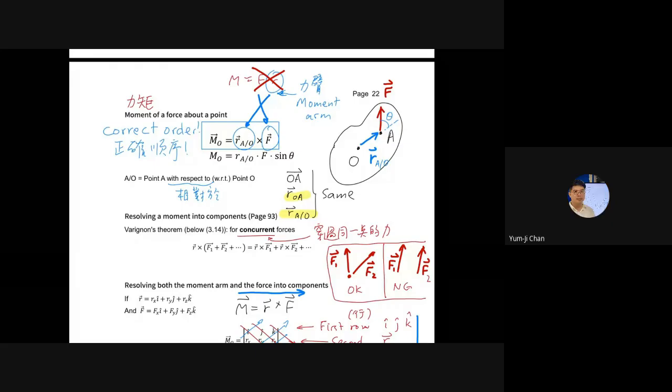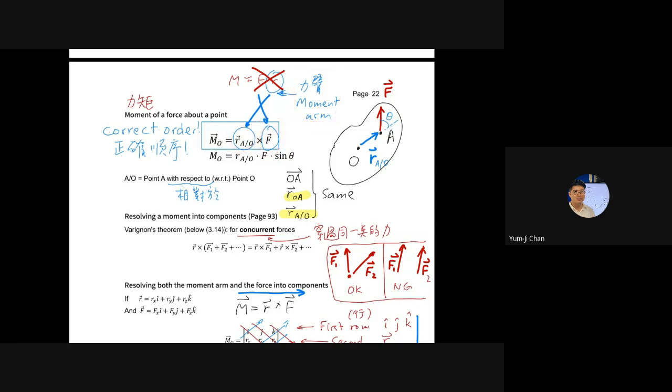I think you have learned this at high school about moments, but at high school you typically write it like this. But at university, in this course, we need to write moment as R cross F. Okay, R is in the front and F is in the back. And now M is of course moment, this one is R, and this is force F, and this R is called the moment arm.